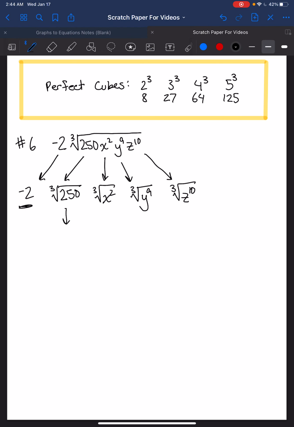Okay. So, this is the cube root of 125 times the cube root of 2. Cube root of 125 is just 5. And then we can't break down the 2. Not even close. So just bring it down. Cube root of 2. So that's taken care of. Now we just need to do our 3 variables.